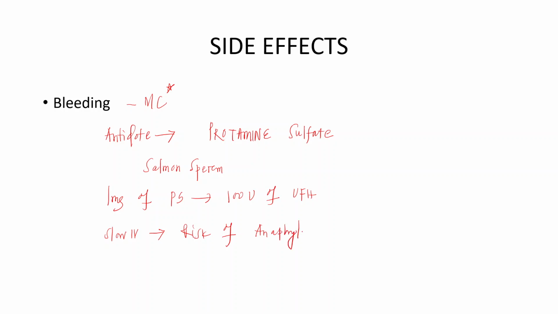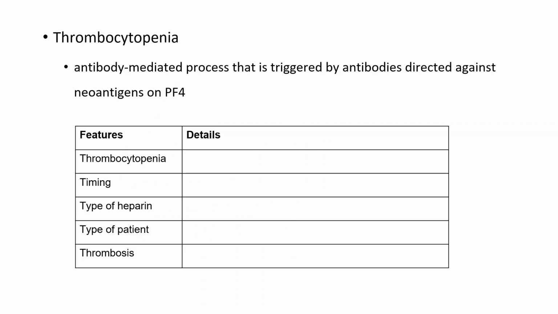These are the 4 points about protamine sulfate that you have to remember. Antidote: this is the antidote of choice for unfractionated heparin. It is derived from salmon sperm. 1 mg of protamine sulfate can neutralize 100 units of unfractionated heparin. It has to be given as slow IV because there is risk of anaphylactic reaction.